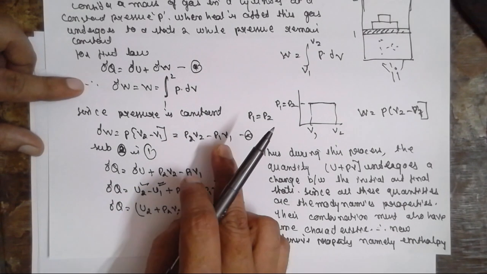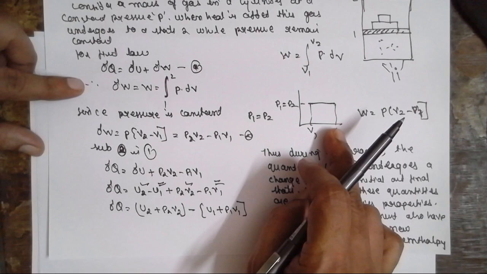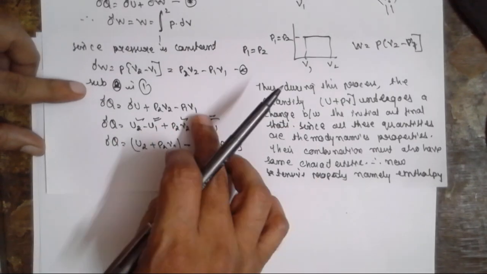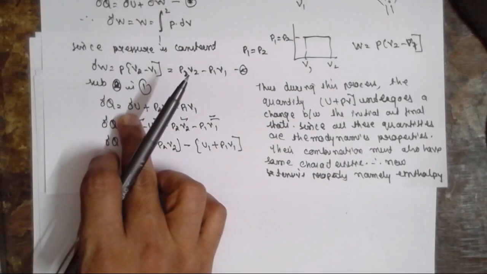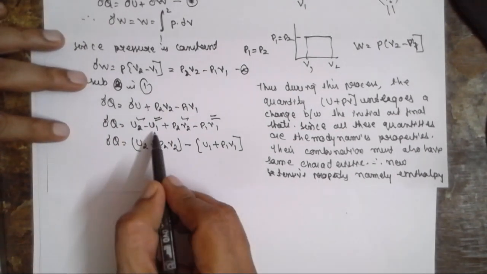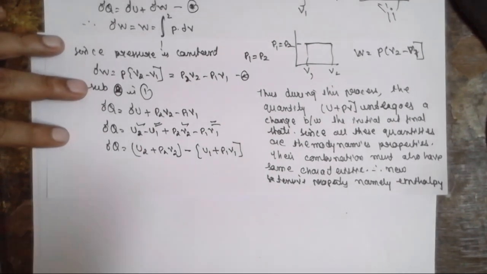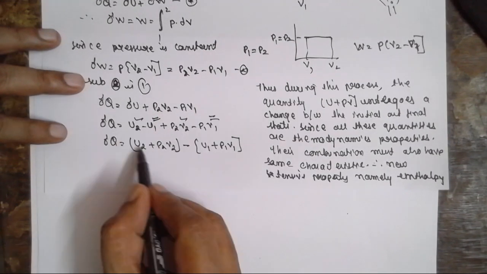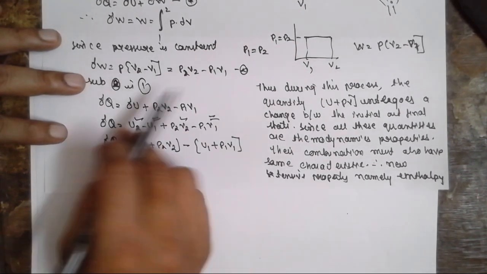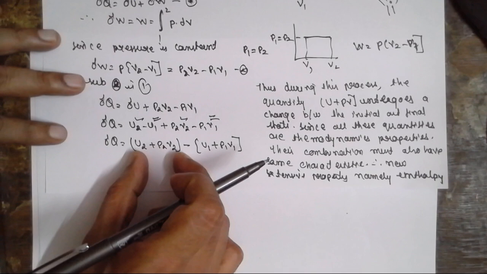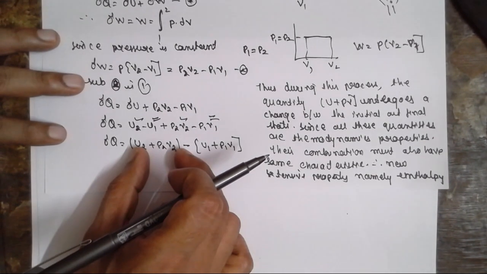Now in place of delta W, substitute this value. Delta U is nothing but the change in internal energy, which can be obtained as U2 minus U1. We can only find the change in internal energy. Now rearranging it, we get U2 plus P2 V2. This term, U2 plus P2 V2, we call enthalpy. The new term that arrived, we call enthalpy.